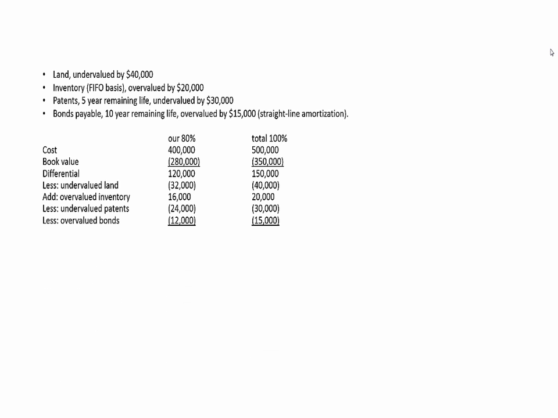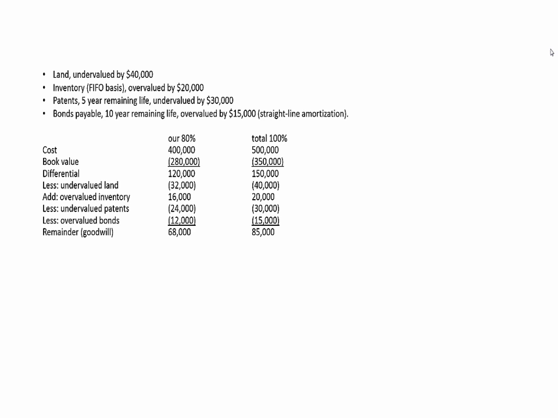And then we subtract the overvalued bonds. What's left is going to be goodwill. The total goodwill is $85,000. Our share is $68,000. Again, a couple things before we go any further. First, we need both of those columns of information. Our 80% column, those are the numbers we're going to use when we account for our investment. We own 80% of Little, so we're going to own essentially 80% of the differential assets and therefore the amortization. The total 100% column, that's the information we need to use for the consolidation.